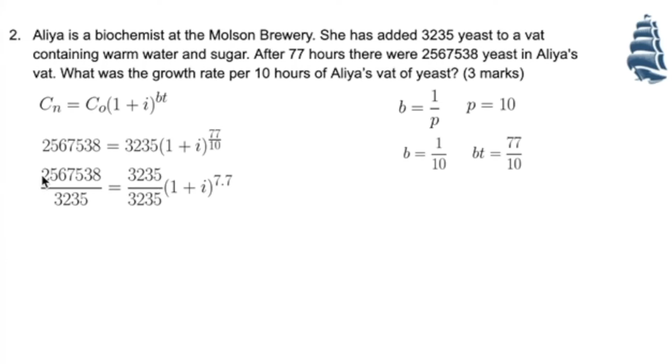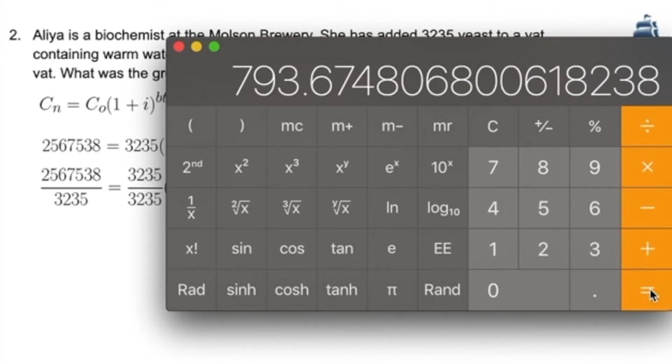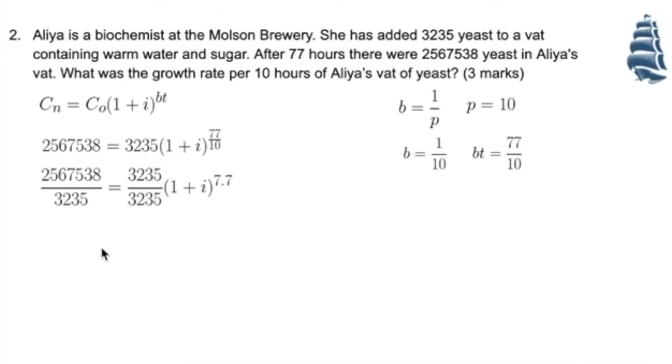Let us do that on our calculators. 2,567,538 divided by 3,235 is equal to 793.6748. Keep this number in your calculator. I'm just going to write the rounded version of that down here, but keep that number in your calculator. It is equal to (1 plus i) to the 7.7.